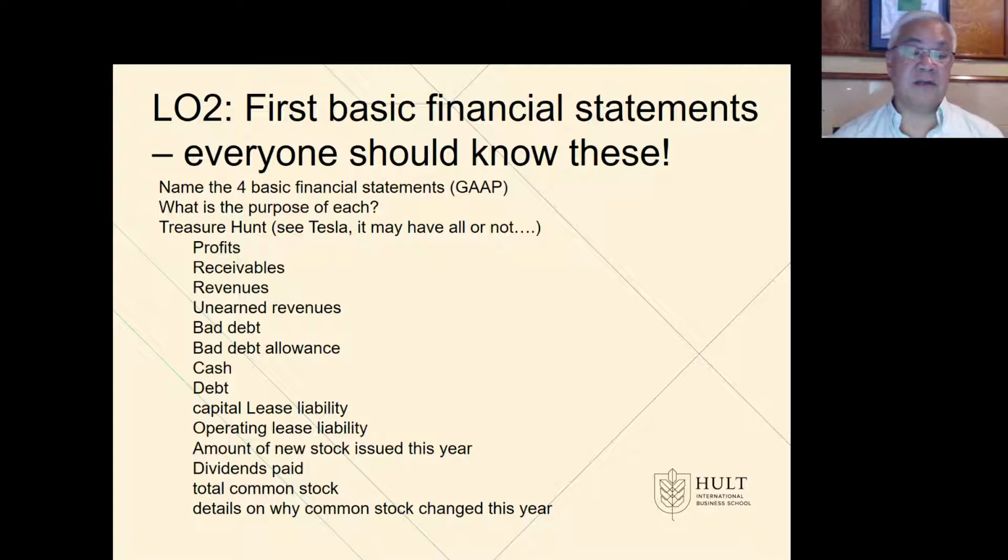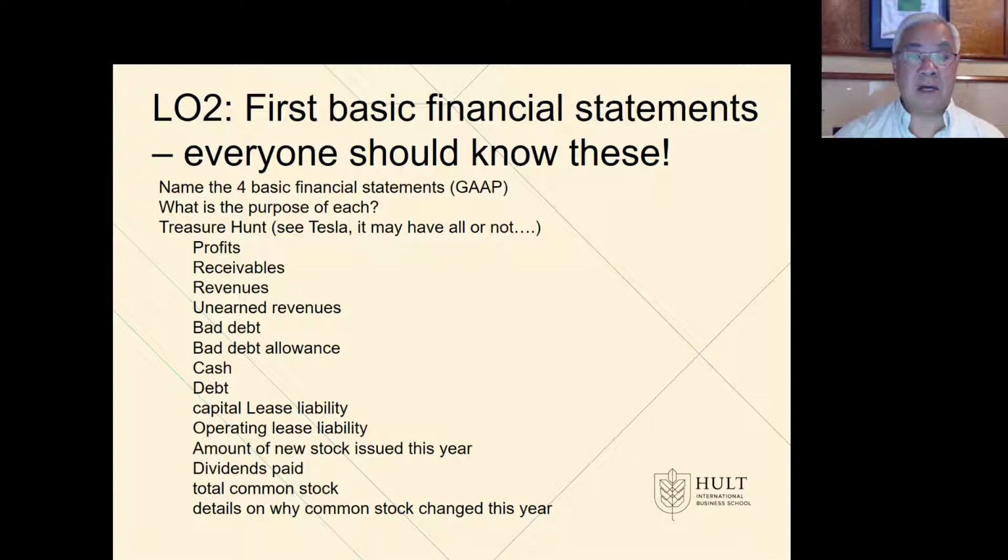These items, this is a little treasure hunt. Profits are found most readily in the income statement. Receivables are found most readily in the balance sheet. Revenues in the income statement. Unearned revenues is in the balance sheet. Unearned revenues means it's not yet revenues, so why would it be on the income statement? So it shows up in the balance sheet because it's deferred. Later on, we will be recording it, just not yet. Bad debt, we'll see the bad debt expense on the income statement and the allowance on the balance sheet. Cash is found on a number of statements, but notably the balance sheet.